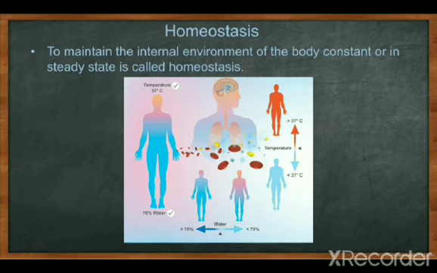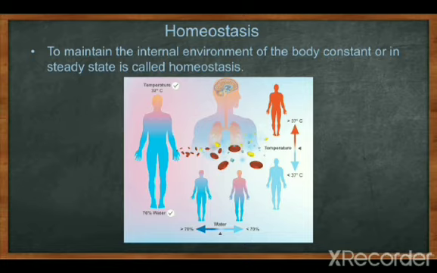There are so many ways, some hormonal ways and some enzyme ways, by which we can control our body. So many hormones are directly released in our blood and some are not, and they also help in homeostasis. So that is what you should know about homeostasis.